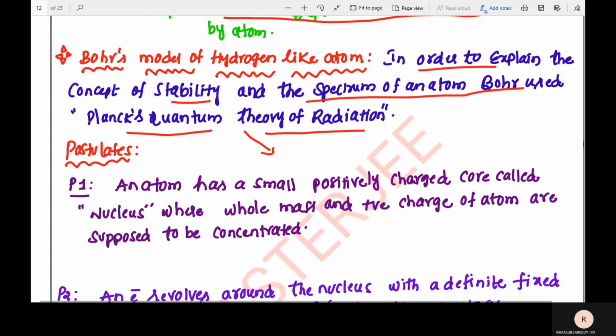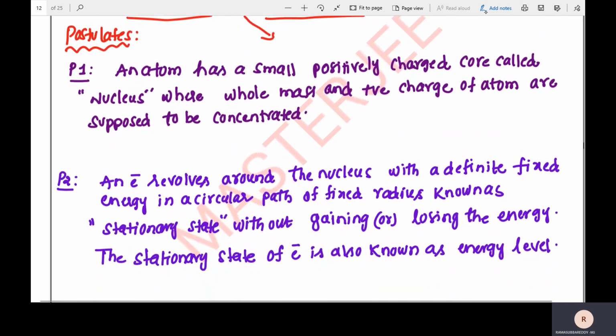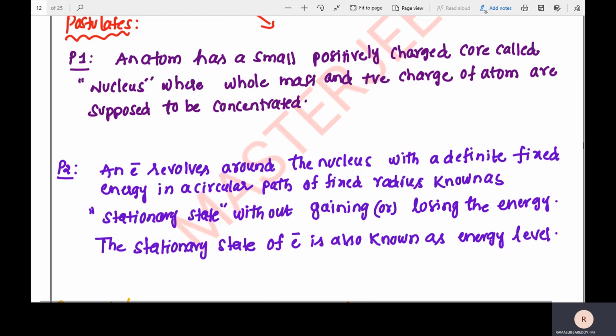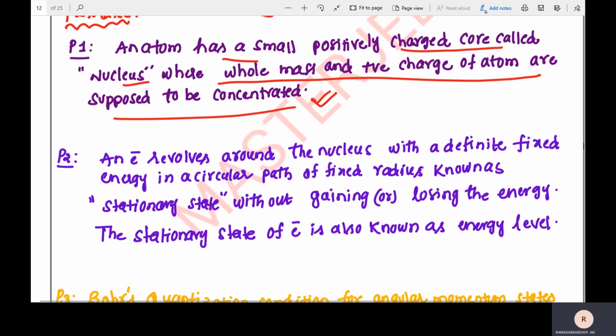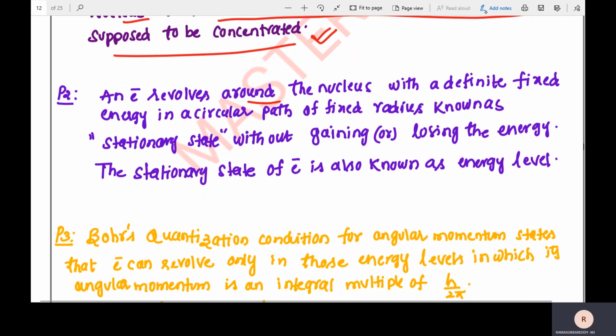Planck's quantum theory of radiation. This is the classic approach of quantum mechanics. According to Bohr, he gave the postulates, and these postulates are very important. An atom has a small positive charged core called the nucleus, where the whole mass and positive charge of the atom are supposed to be concentrated. So he validated the point of Rutherford, which we already discussed. Next, an electron revolves around the nucleus with definite fixed energy in a circular path.